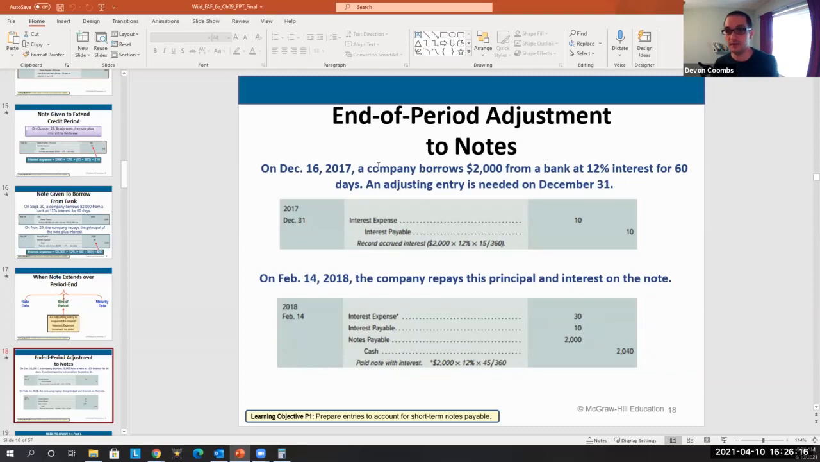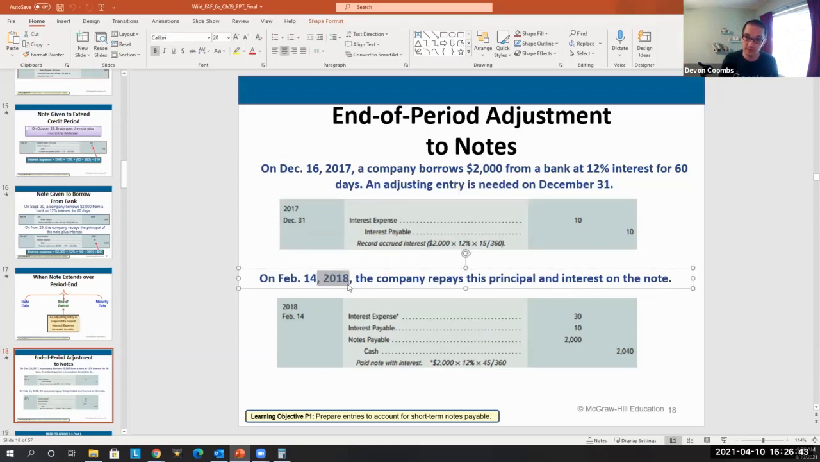And so if on December 16th, we borrowed $2,000 at 12% interest for 60 days, what would be the adjusting entry? We just multiply the 2,000 times 12% times the number of days, the 15 days, divided by the 360, which would be $10. So that's our interest, and then we debit interest expense, which would hit our income statement, and we'd credit our interest payable, which is a liability, right? And that liability would go into our balance sheet.